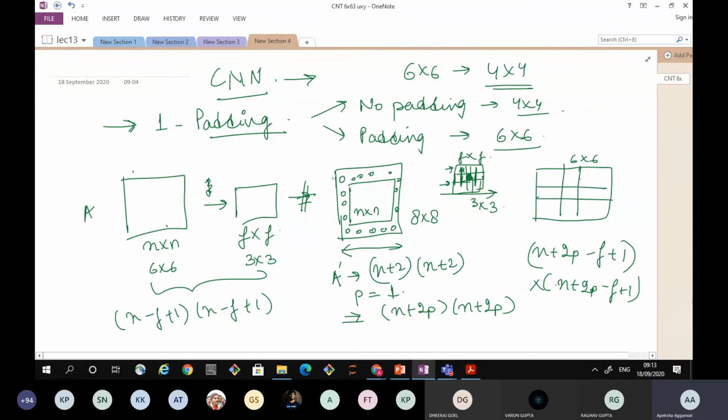So what is happening is, first of all, initially it was a 6x6 image. I have padded it with one, that is in 2 dimensions, so it would be n plus 2p, that is 8x8. Now in the 8x8 I'm applying a 3x3 filter, so it will give me 6x6. 6x6 is basically n plus 2p minus f plus 1. Earlier it was n minus f plus 1. Now after padding in horizontal and vertical directions, it is n plus 2p minus f plus 1. So this is the idea.